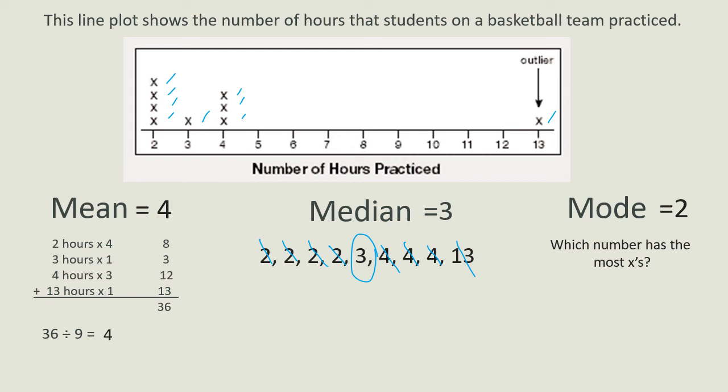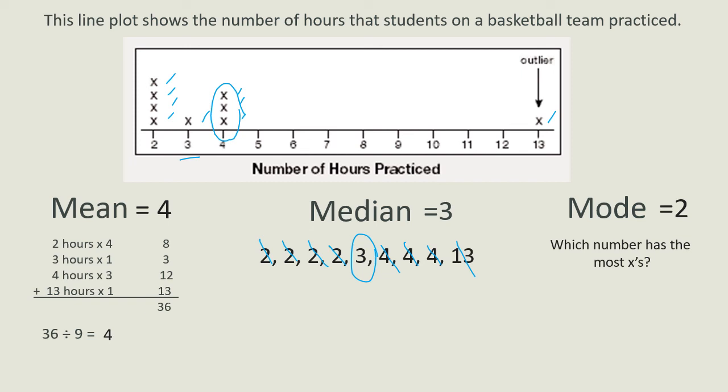Notice that there are 1, 2, 3, 4, 5 players who practiced less than 4 hours, and only one basketball player who practiced more than 4 hours. So does 4 hours really represent the middle? Now let's look at median. The median is 3 here. There are 4 basketball players who practiced less than 3 hours, and there are 4 basketball players who practiced more than 3 hours. So I would say median here is a better example of the middle number.